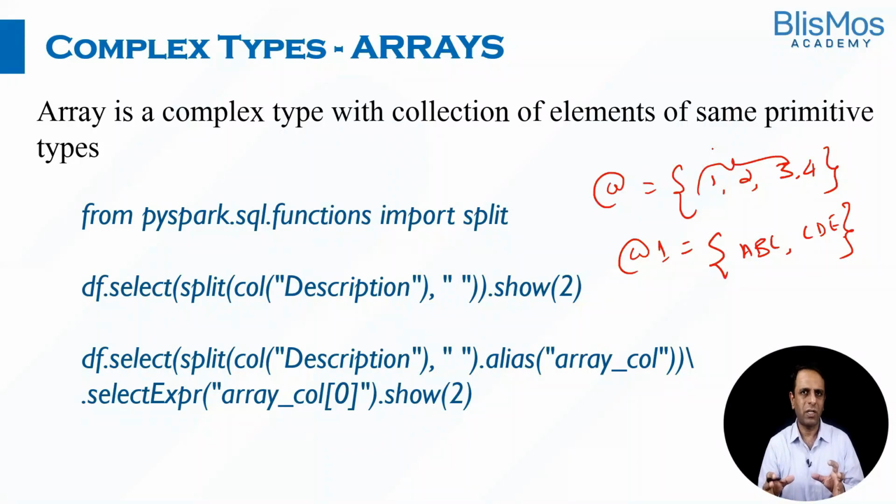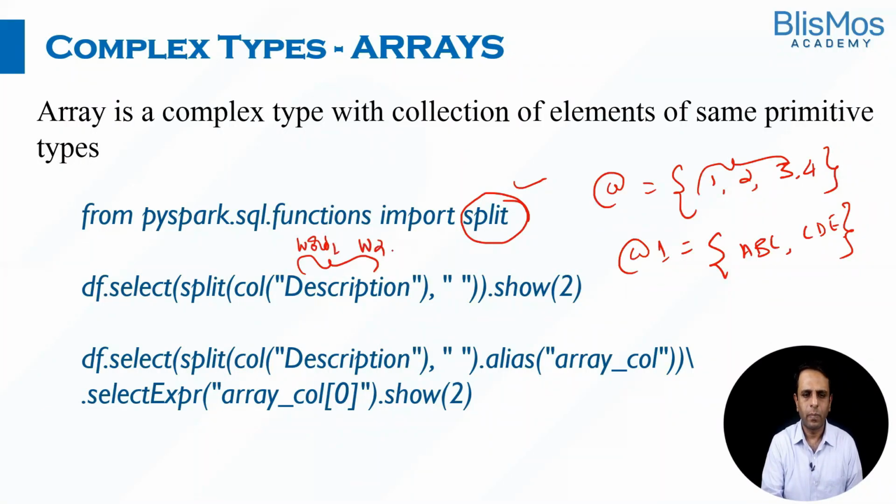Now, how do we construct an array within Spark? We can use a split function and construct an array. Assuming that we have a column called description that would have some words. Word 1, word 2, word 3. And they are separated by a space. So what we can do is we can use a split function and give the name of the column which has these words and give a delimiter by which these words are separated and then try to create an array.